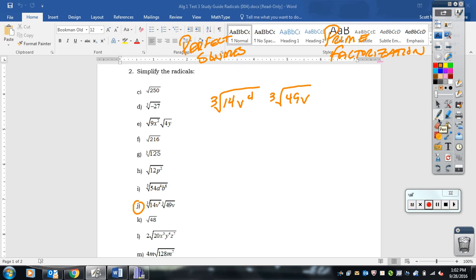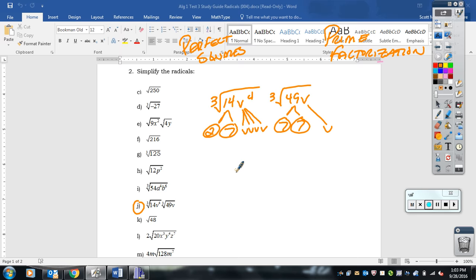Another example: what you certainly could do is put it all together and then split it up, but since we're going to do the prime factorization anyway, might as well just do the prime factorization. 14 is 2 times 7, both primes. 49 over here is 7 times 7. V to the 4th is 1, 2, 3, 4 v's. V is just a v.